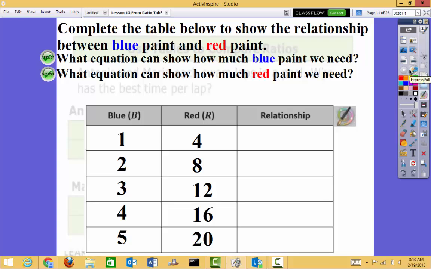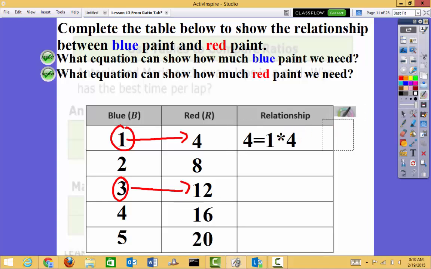Okay, now we have a different problem. It's almost the same, but slightly different. Complete the table below to show the relationship between blue paint and red paint. So let's look. Here's my blue, red, already filled out. What's my relationship? So let's say, how do I get from here to here? Well, how do I get from here to here? I should notice something. It's always my blue paint times what? Times 4. So what is it for this first expression? Well, it's 1 times 4 equals 4.